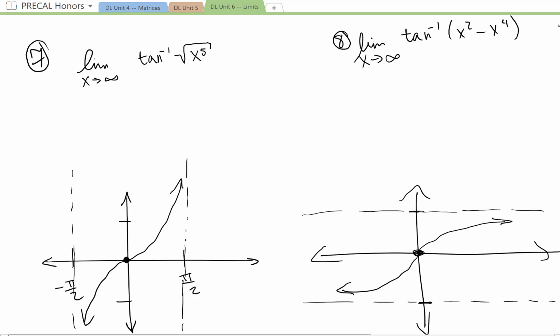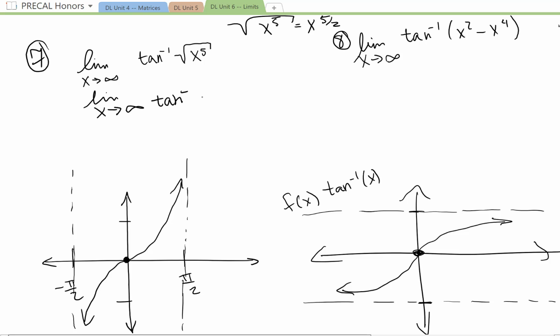So when we plug in infinity, we're just going to look at the graph we have here, tangent inverse of x. I'm going to rewrite this as a fraction, so the square root of x to the 5th is actually x to the 5 over 2. The limit as x approaches infinity, it just makes it easier for me to see it as a fraction. Okay, if you want to keep it in the root, that's fine.